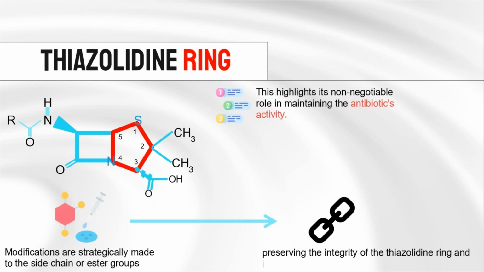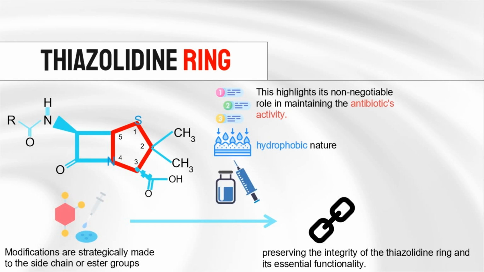The thiazolidine ring also has clinical significance. Its hydrophobic nature contributes to the poor oral absorption of penicillin, often necessitating intravenous or intramuscular administration for many variants. Furthermore, the structure may play a role in the allergenic properties of penicillin. Metabolic breakdown products, such as penicilloyl derivatives, can act as haptens, triggering immune responses in sensitive individuals.